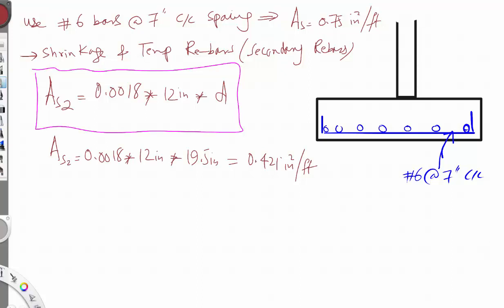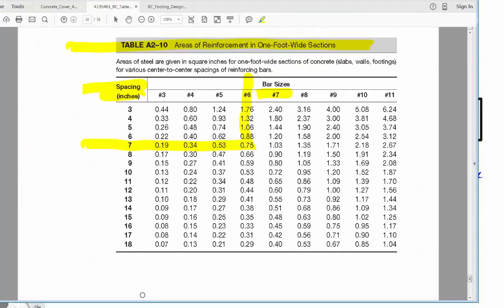So again, if we go and look for 0.421 here, if I go in number 5, so I could do this one. So number 5 at 8 inch center spacing will give me 0.47 because I need 0.42. So that will be a good choice.